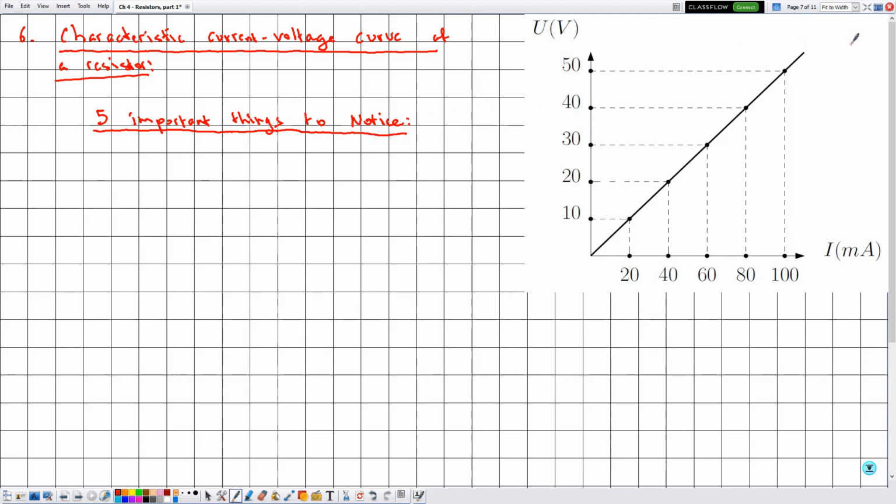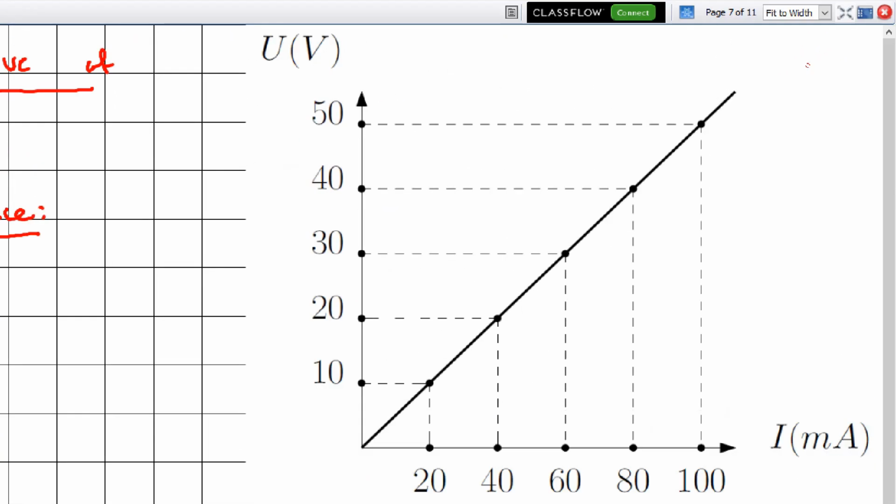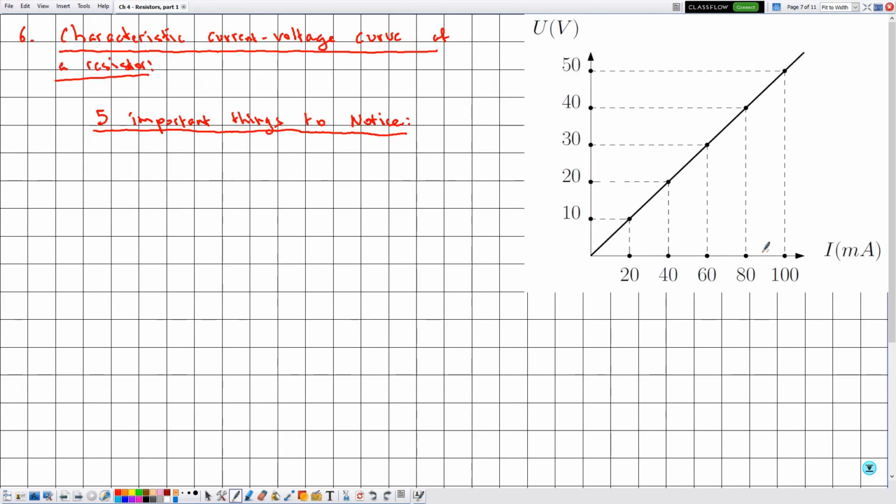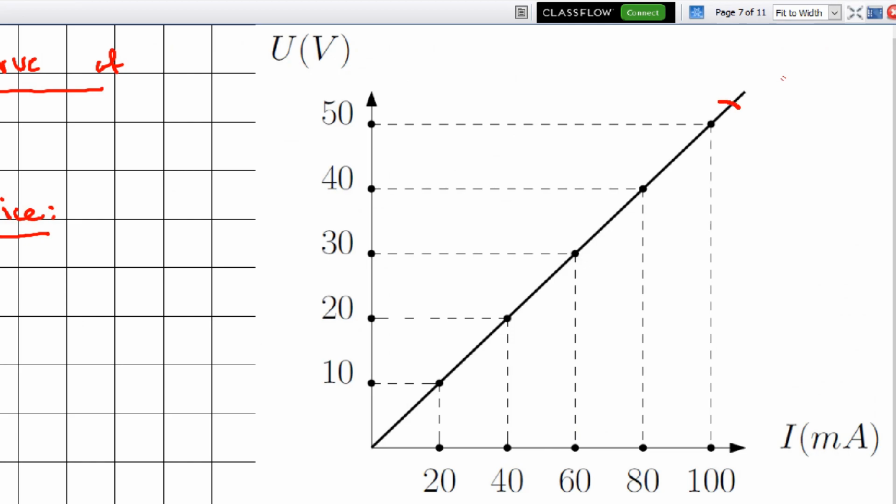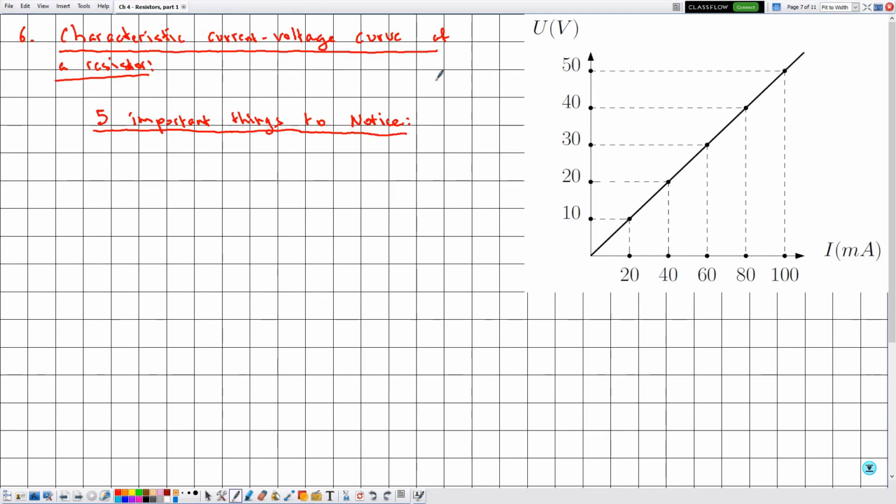Now here on the right, we have a graph. So the x-axis of this graph is labeled by the current I, the unit of I is milliamps, and the y-axis of this graph is labeled by the voltage U. For this reason, the name of this section is given by characteristic current voltage. Now this is the curve, although it's a straight line, but we name it to be a curve of a resistor. Now 5 important things to notice.